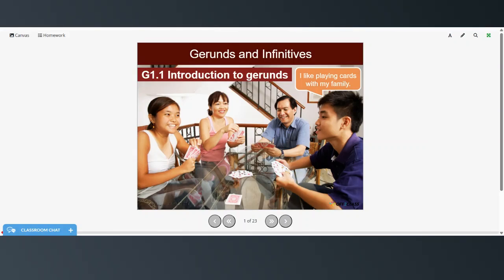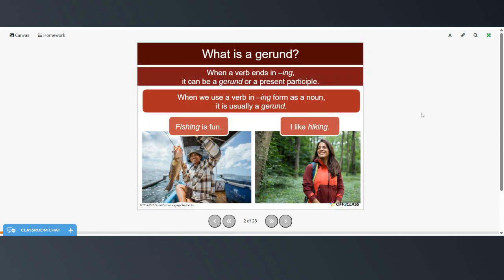This is a B1 level grammar lesson, and today we're going to be doing part 1 of Introduction to Gerunds. So what is a gerund?